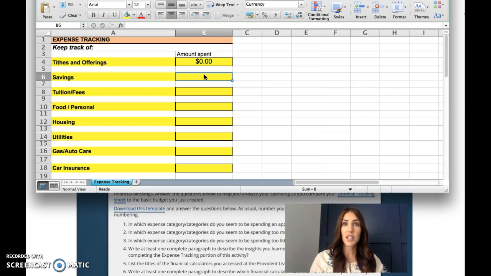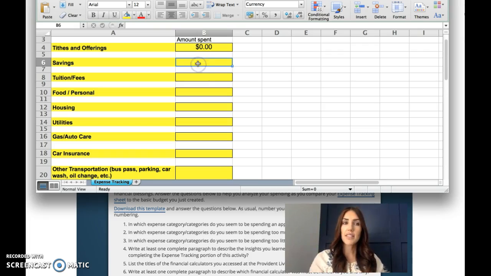And I would encourage you to continue to do this for at least a month. I have found when I do it for a whole month, I'm able to see how much I spend in each category. How much did you set aside for savings, if any? Did you have any tuition and fees due this month or that week? If not, it would just be 0.